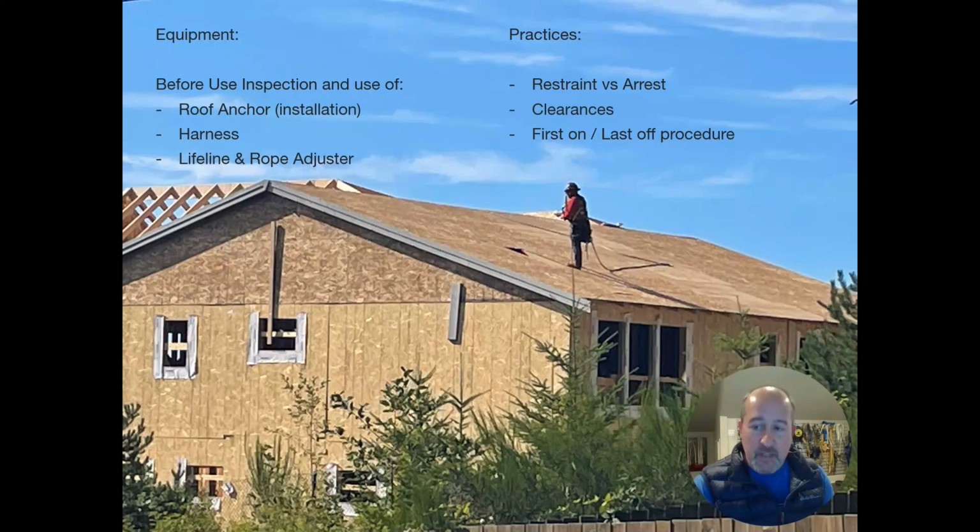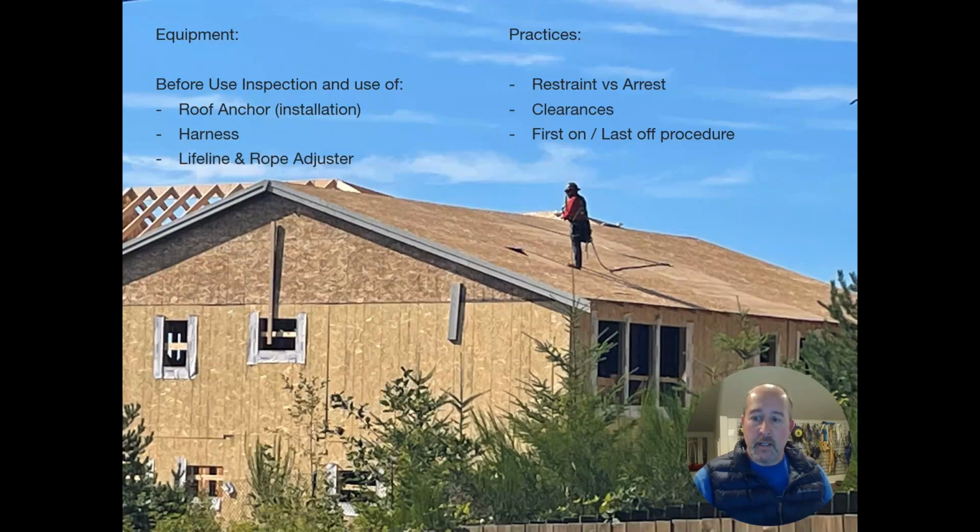So if that person is actually installing their own anchor, the training should include that content and the exercise demonstrating that skill. Then there's the harness, donning, adjusting of it, then the lifeline, connecting it to the anchor, and then how to adjust it for travel restraint and arrest. So that's my equipment list. Again, it populates the content of our training event. And then what are the practices?